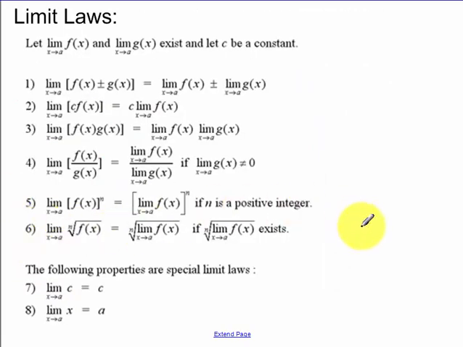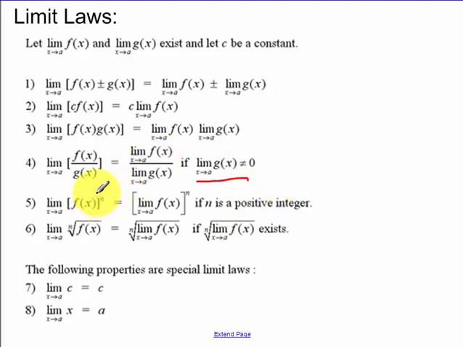Okay, limit laws. Please make sure you write these down. I'm going to be looking for these in your notes. Basically, if you're adding or subtracting, you can distribute the limit through. We can pull a constant out in front. You can distribute the limit across multiplication, across division, as long as our denominator doesn't equal 0.